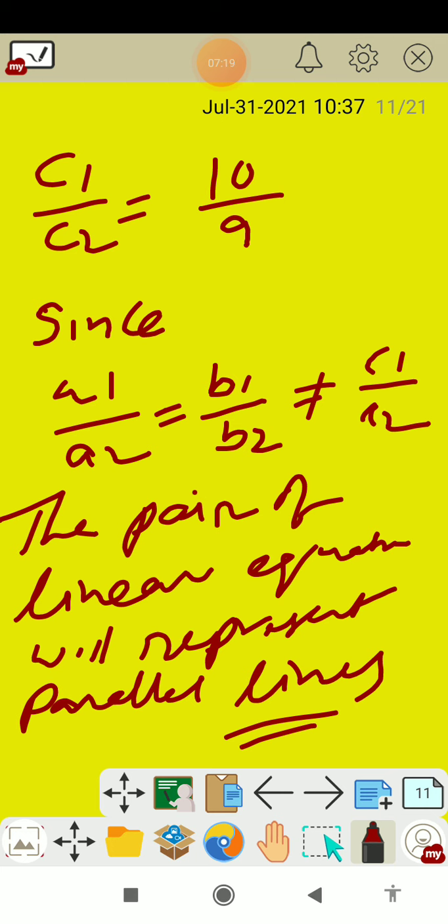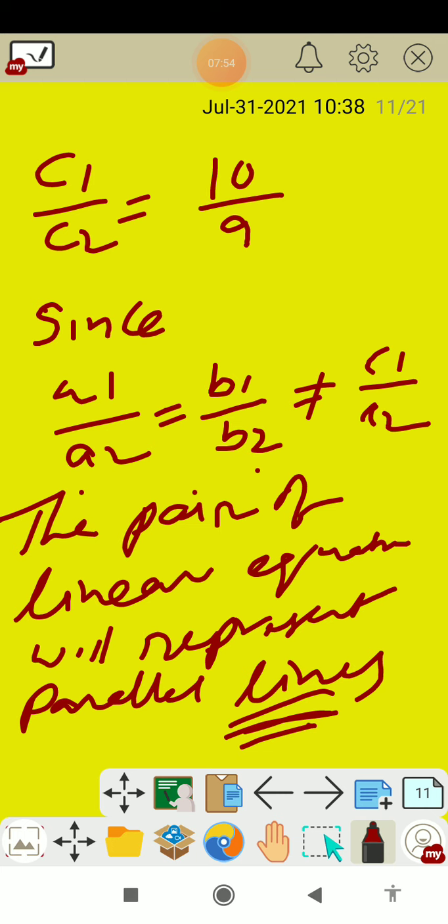That means only these two are equal: a1 by a2 is equal to b1 by b2, not equal to c1 by c2. So this type of pair of linear equations represents parallel lines. Why? Because a1 by a2 and b1 by b2 are equal, but c1 by c2 is not equal. Got it, students? If a1 by a2 is not equal to b1 by b2, then that pair of equations represents intersecting lines.